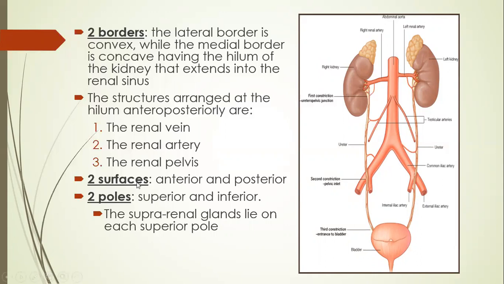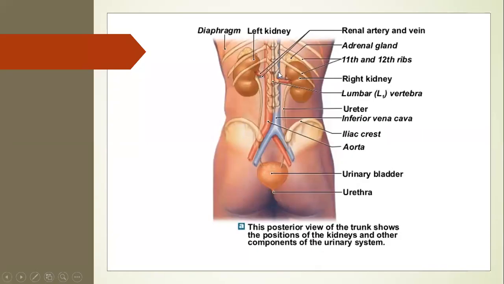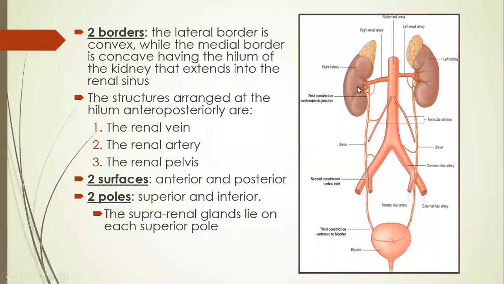Okay. Now coming to the two surfaces the kidney has. We have seen the two borders, lateral border and medial border. And now coming to the surface, anterior surface. What you are seeing here, this is the anterior surface. Which you saw behind, this is the posterior surface. So it has two surfaces, anterior and the posterior. Behind will be the posterior surface.